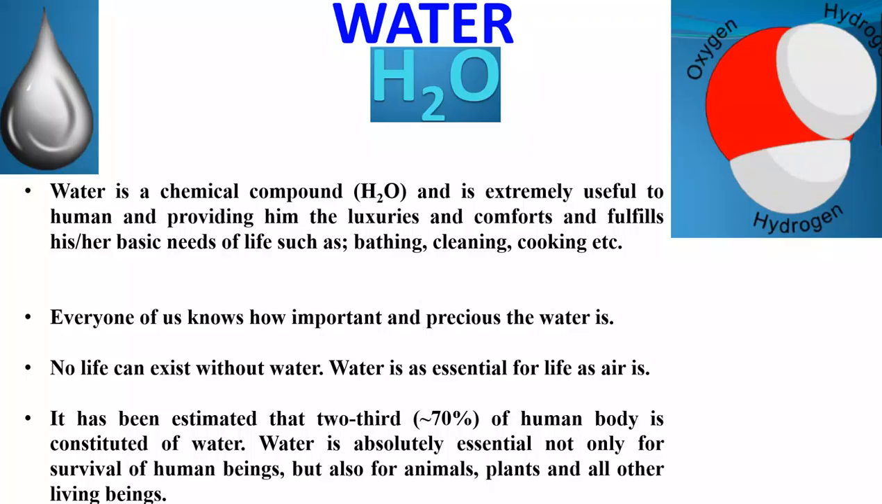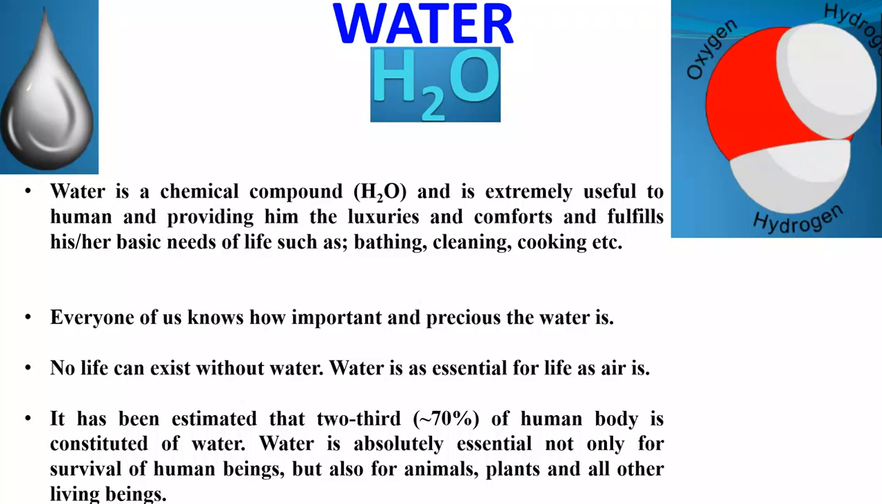Now, everybody knows that water is a combination of two atoms of hydrogen and one atom of oxygen. So the formula for water is H2O. Water is a chemical compound, H2O, and is extremely useful to humans, providing luxuries and comfort and fulfilling basic needs of life such as bathing, cleaning, cooking, etc. Everyone of us knows how important and precious water is. No life can exist without water, so water is as essential for life as air.